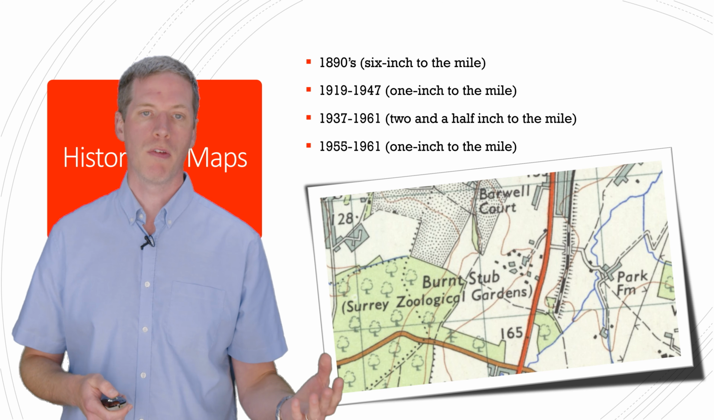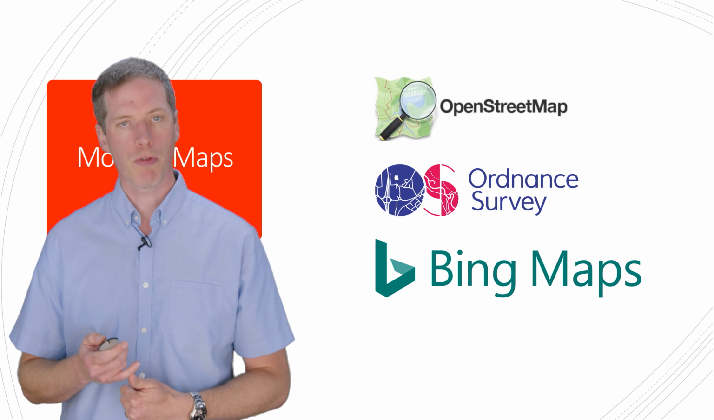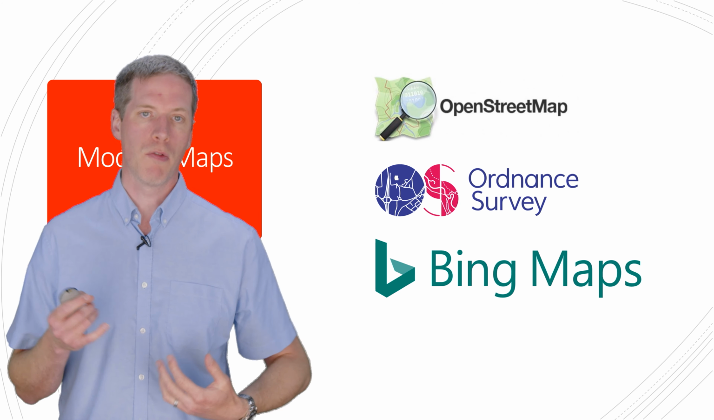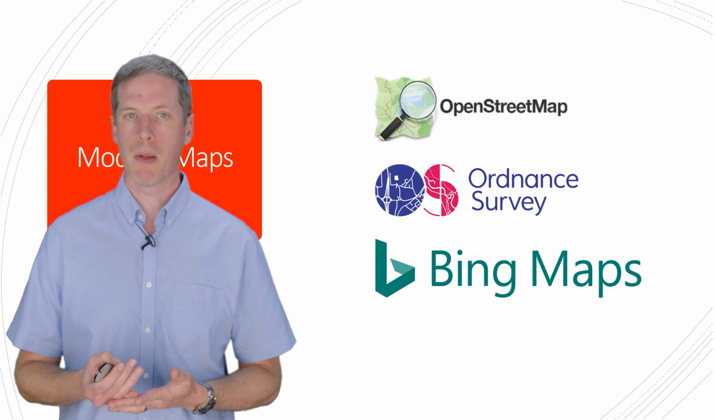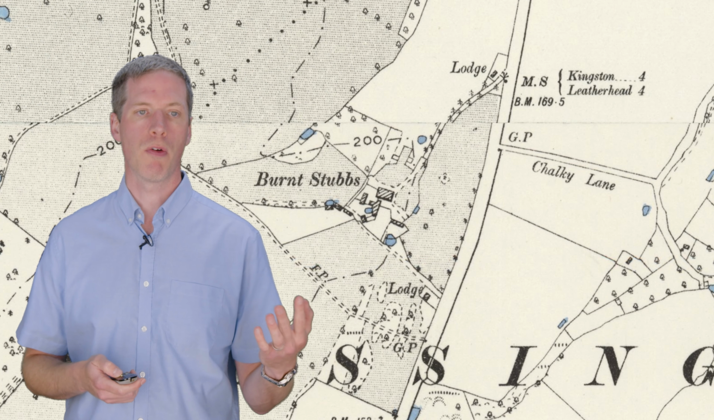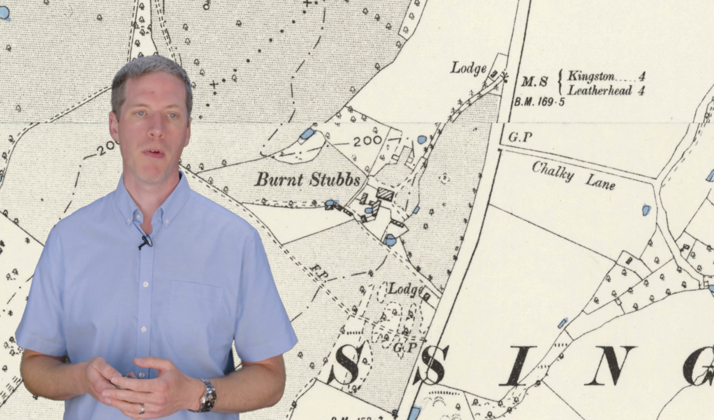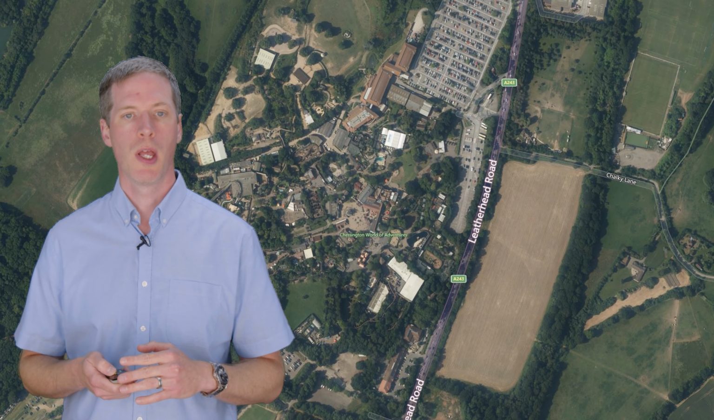We also have a series of different modern map collections that you can look at, including OpenStreetMap, which is very good to see road names and place names. We have Ordnance Survey maps. We also have Bing maps that give you satellite imagery as well. So if we look at the historical map for Burnt Stubbs Farm, you can see it's actually now jumping to the satellite image, the site of Chessington World of Adventures.